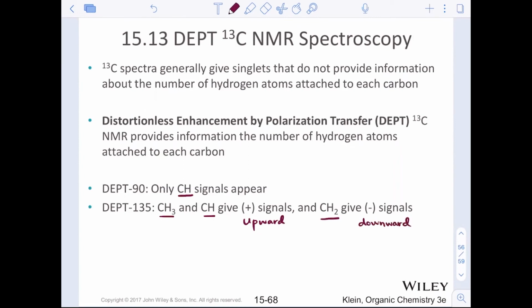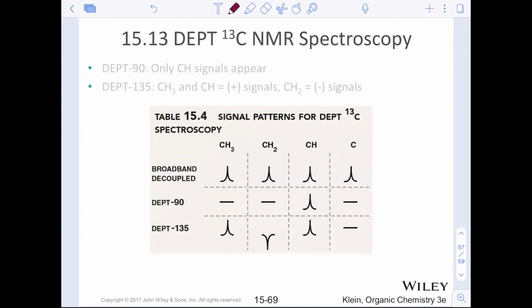So what DEPT 90 and 135 can do is elucidate the type of carbons we have, CH, CH2, or CH3, by looking at the signals that stay or the signals that disappear. Let's go ahead and look at this chart. This chart is very, very helpful. Broadband decoupled is when everything shows up and everything's a singlet spike. That's what we just did, right? DEPT 90 only shows a CH group.